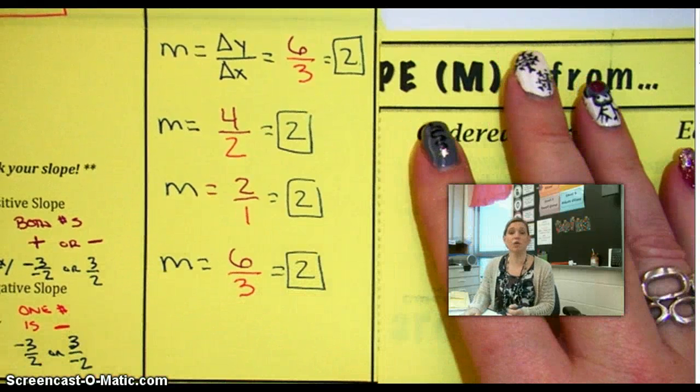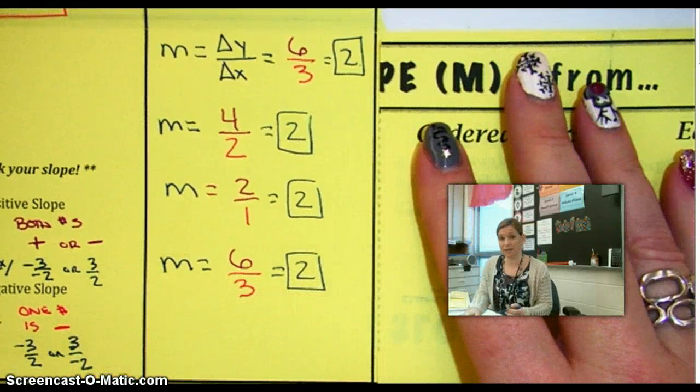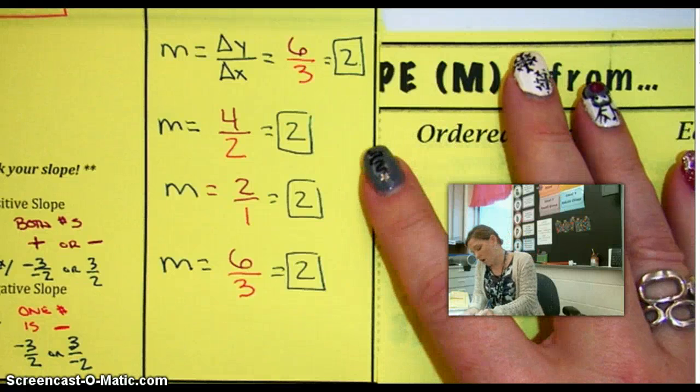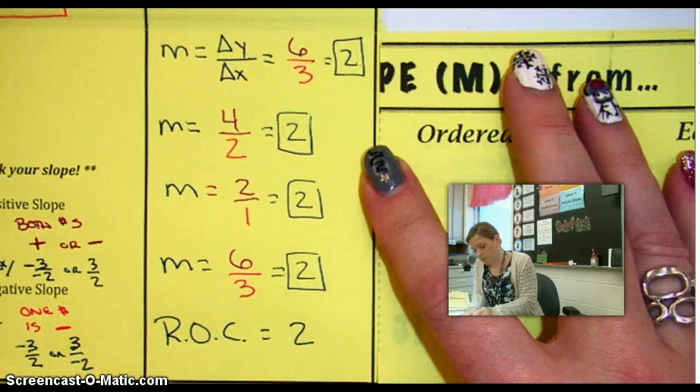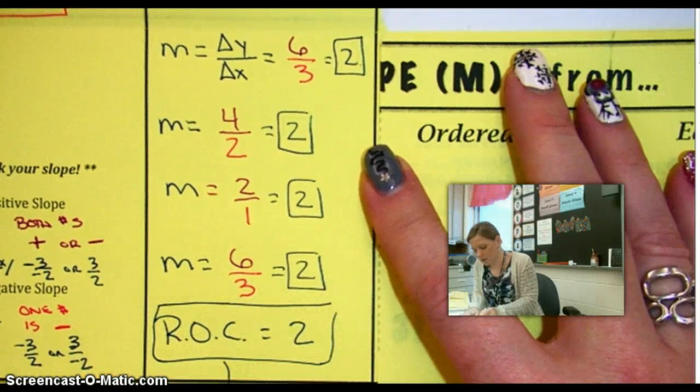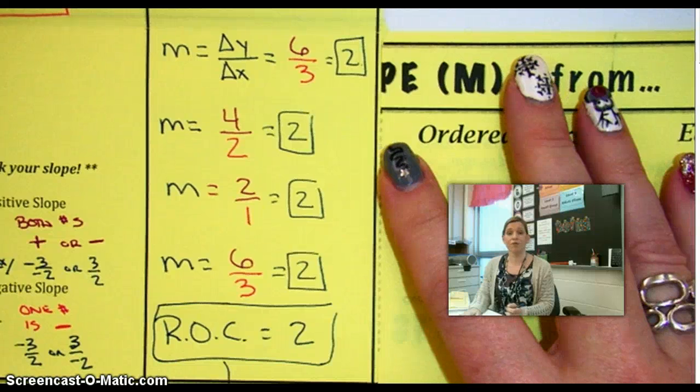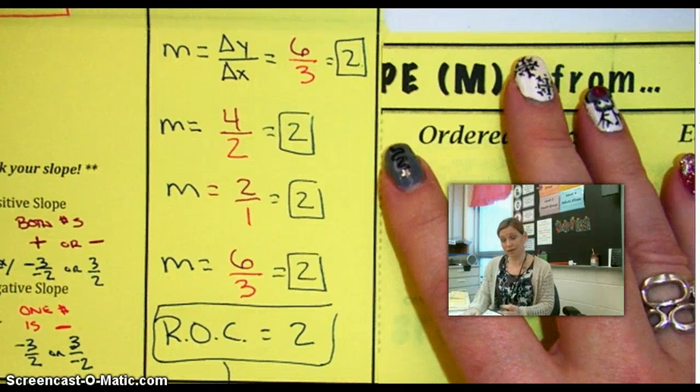That means this table is linear because it all has the exact same rate of change. Our rate of change is 2. And remember, rate of change is the same thing as slope on a graph. If we were to graph this, this is the kind of graph that this would create.